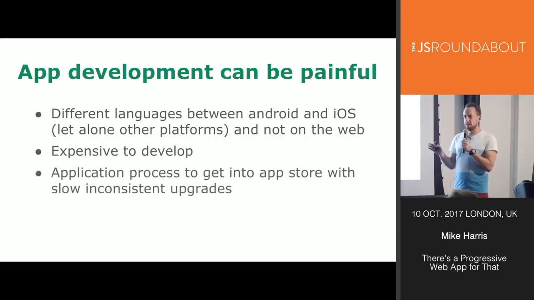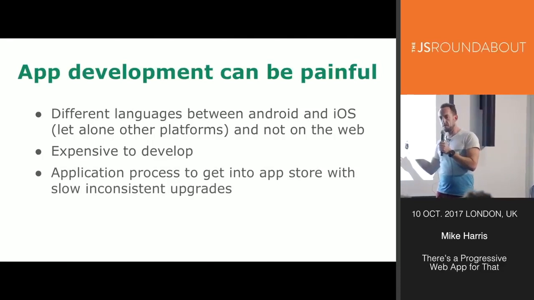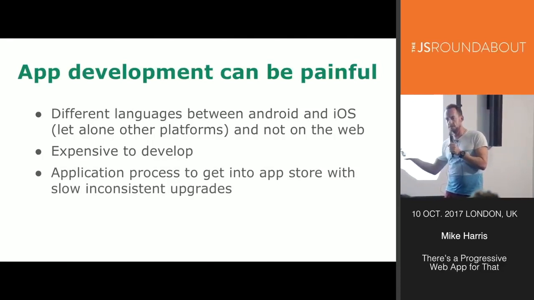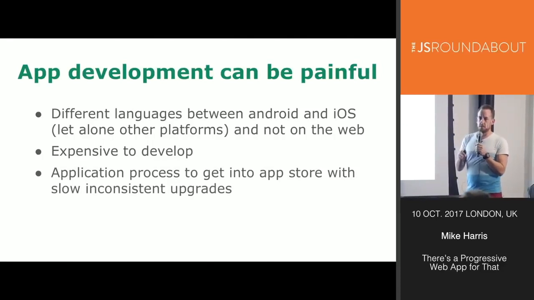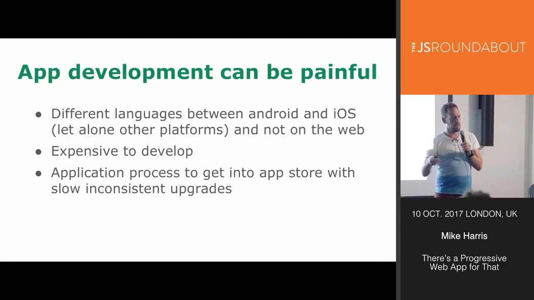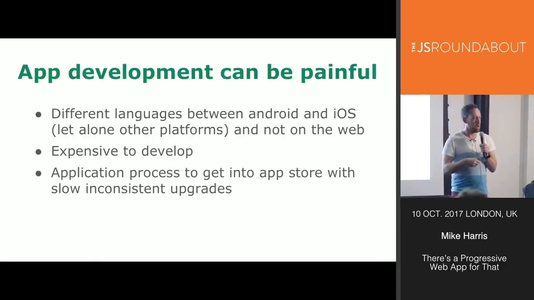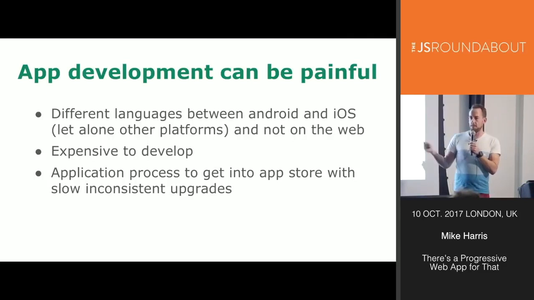And then there's also the application process. So I think this has got a lot better. Maybe 10 years ago it was pretty painful, but there's still a process to get into the App Store. There's a different one to get into Android. And then even the release process: if you want to release stuff on the web, it's out there, it goes to your customers straight away. With a native app, you have to rely on your customers constantly updating their phones.